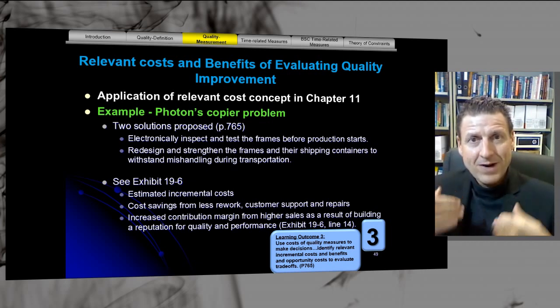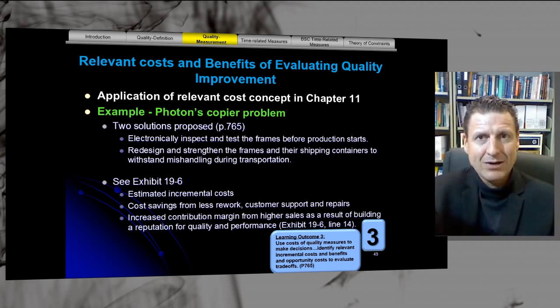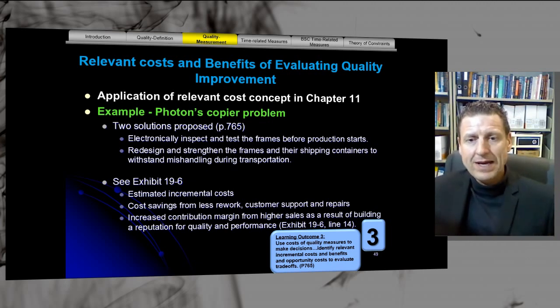Again, the financials are being used to justify the investment of resources in a particular quality initiative. And that's what we mean by learning objective 3. We're using cost of quality measures to make decisions. We're trying to identify relevant incremental costs and benefits and opportunity costs to evaluate the trade-offs.